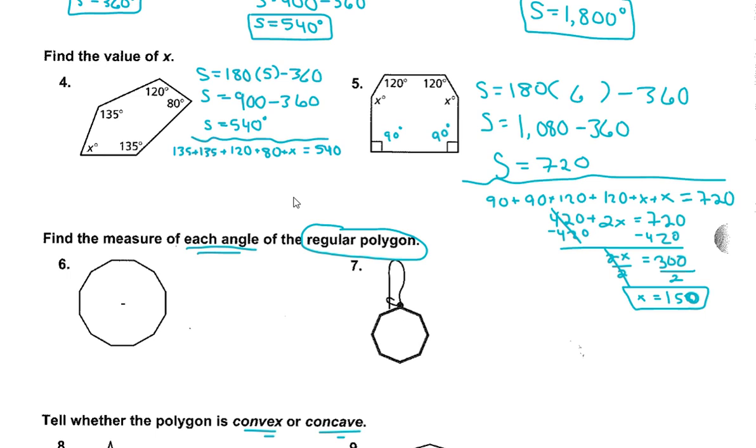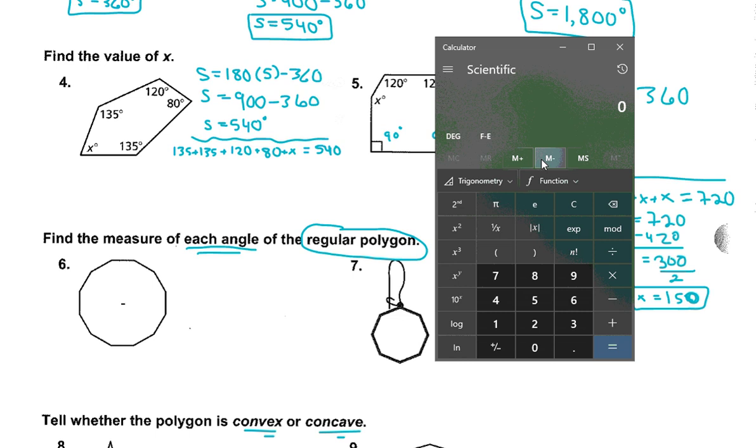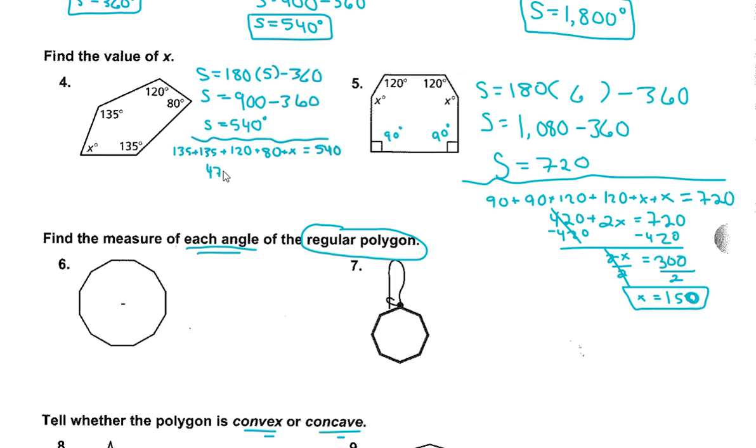All right, so combine like terms by adding up all of those values. I'll just get my calculator open here. So 135 plus 135 plus 120 plus 80 is 470. We still have the plus x, and it still equals 540. All right, so subtract off 470 from both sides, and we'll be able to solve for x.